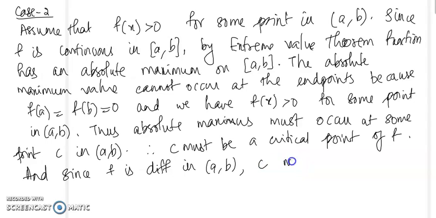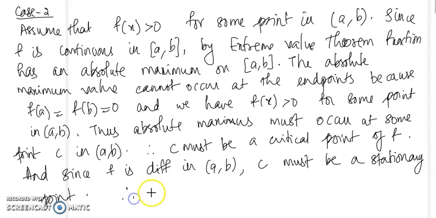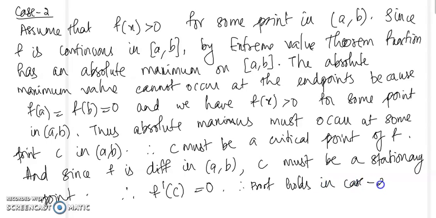So C must be a stationary point. So therefore f dash of C is equal to 0. So that proves the theorem in the second case. So therefore the proof holds in case 2.